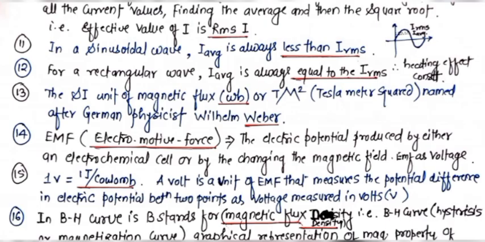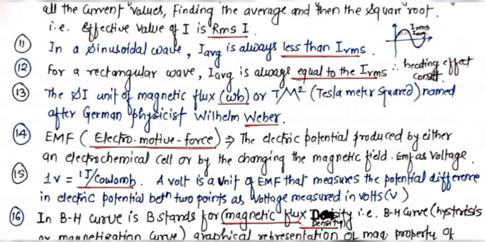In a sinusoidal wave, I average is always less than I RMS. For a rectangular wave, I average is always equal to the I RMS. Therefore, the heating effect is constant. The SI unit of magnetic flux, that is Weber or Tesla meter square, is named after the German physicist Wilhelm Weber.